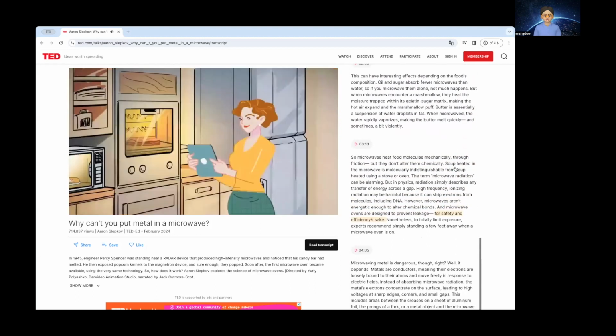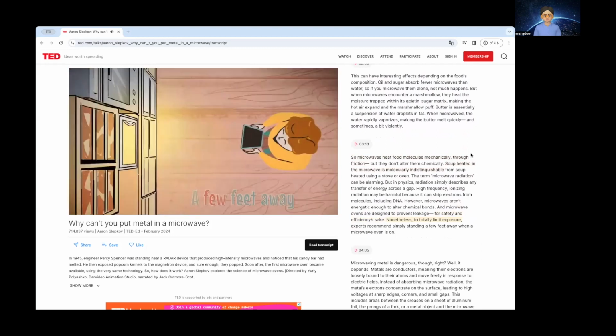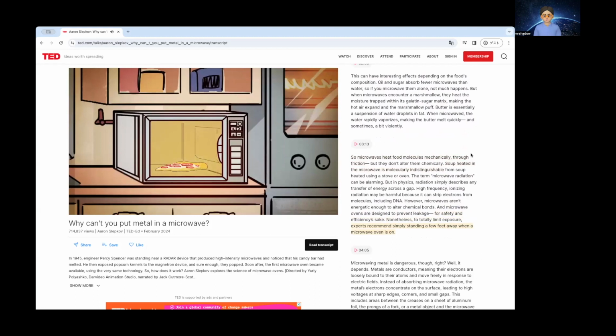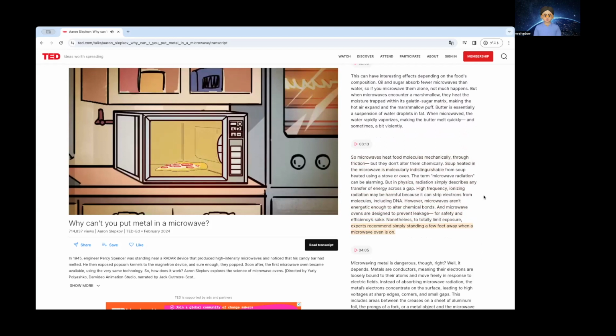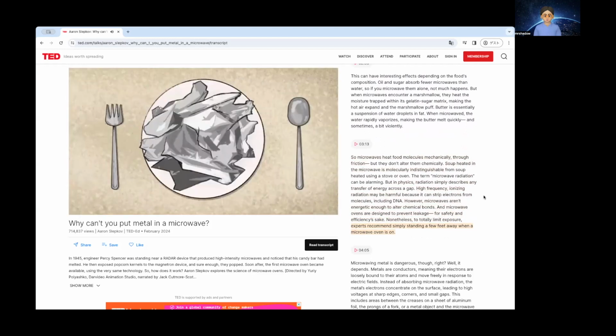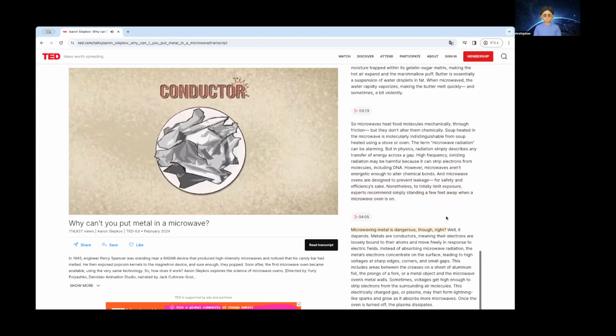For safety and efficiency's sake. Nonetheless, to totally limit exposure, experts recommend simply standing a few feet away when a microwave oven is on. Microwaving metal is dangerous though, right?